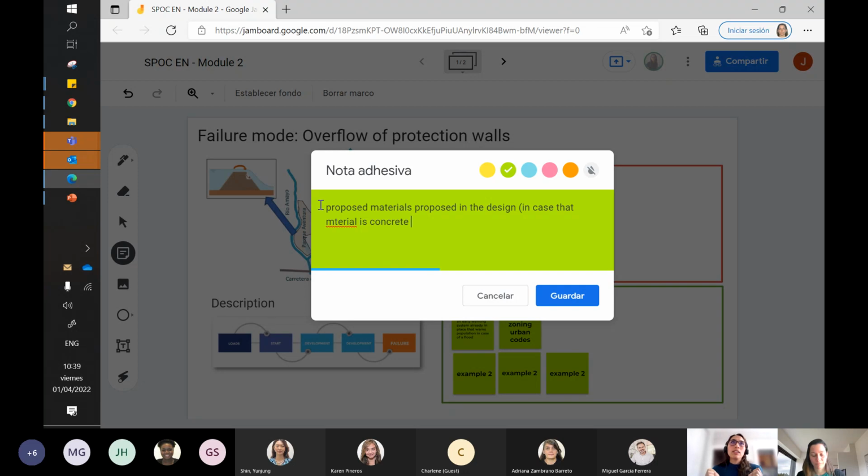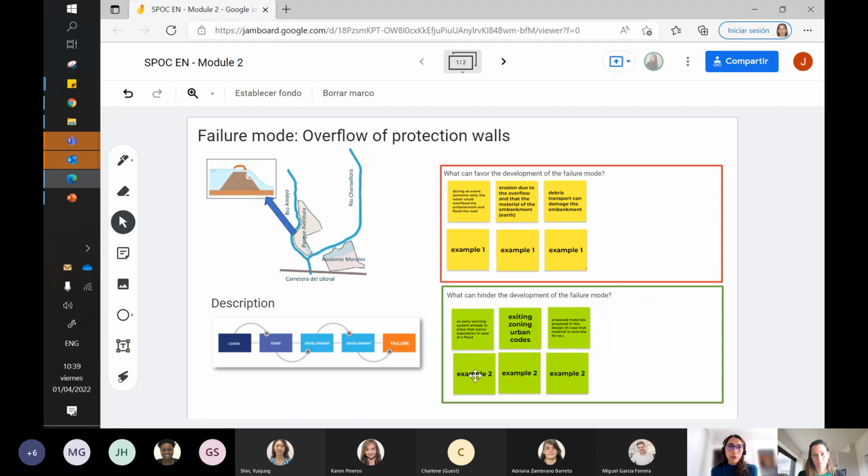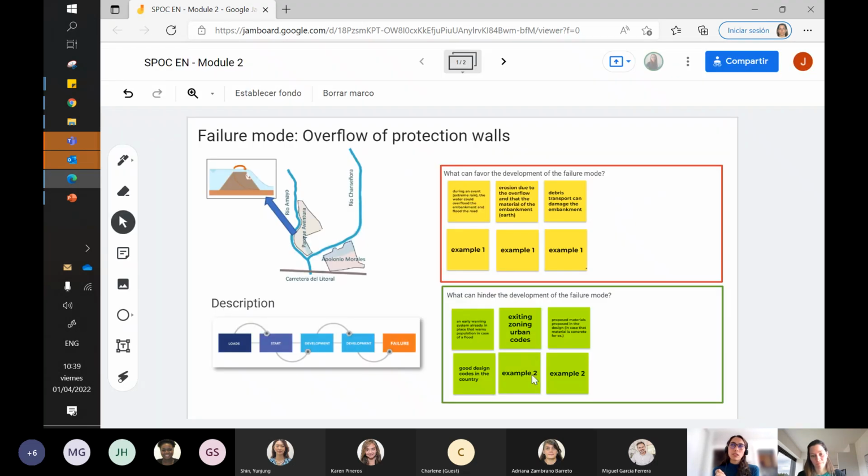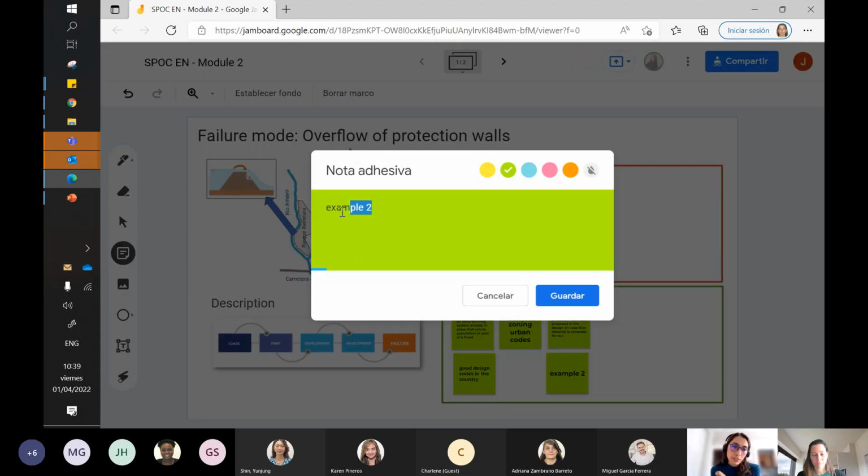So back to what I was saying, you can also include in these factors that hinder the failure modes all the land codes, the design codes, the operational conditions that you have in the park. If you have an evacuation route or an evacuation plan, that's also very important to hinder the development of those failures.